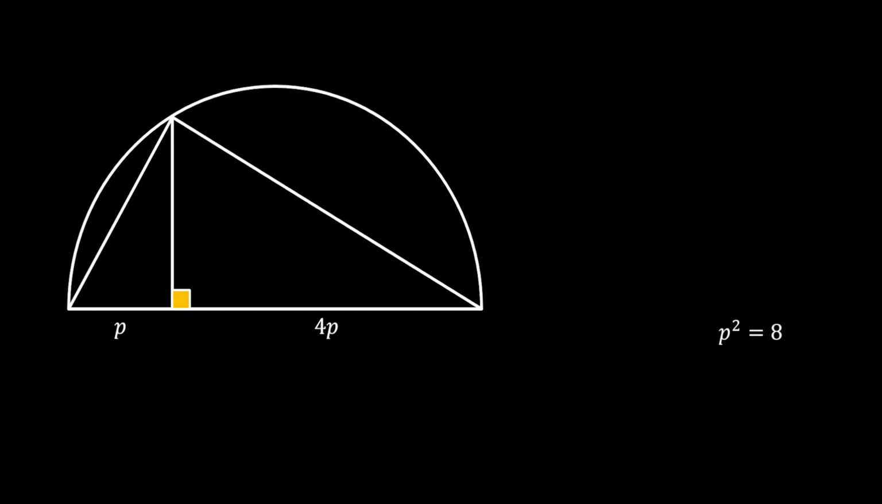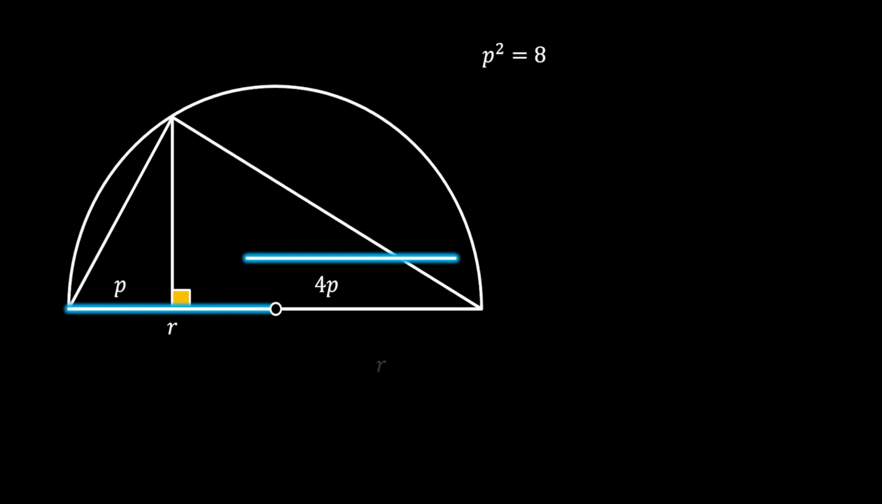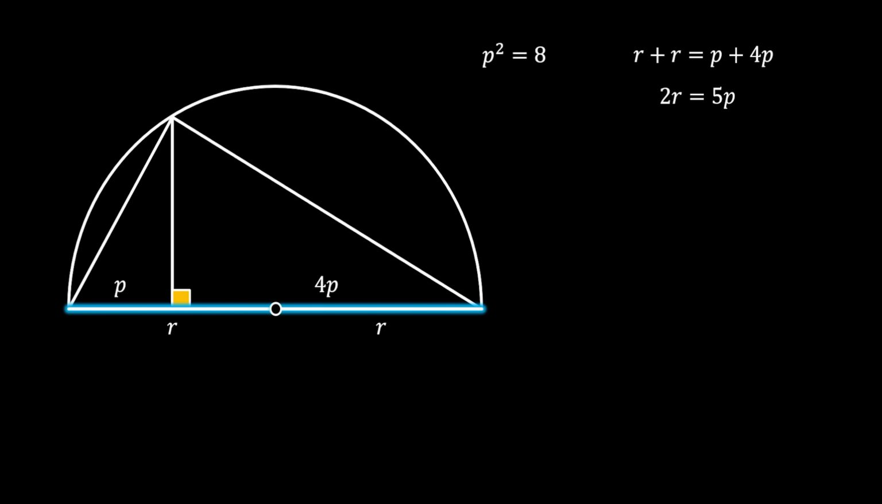Alright, so now let's take a look at our semicircle once again. We can label its radius as r. So now our blue line on the sketch represents the diameter, and it is equal to r plus r, or it is equal to the sum of the segments p and 4p. So this means that 2r equals 5p, which means that r is equal to 5p over 2.